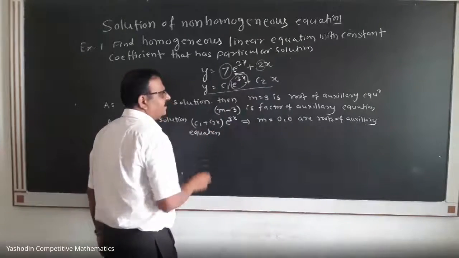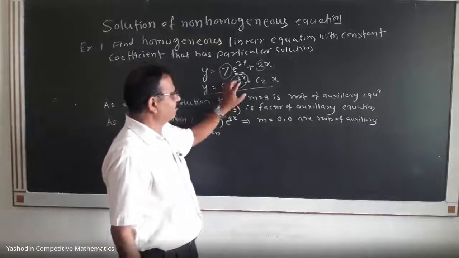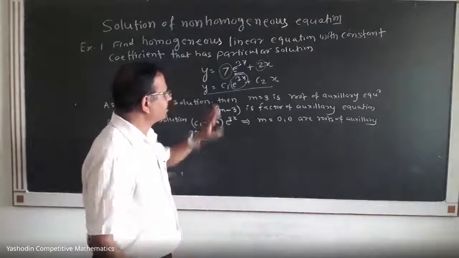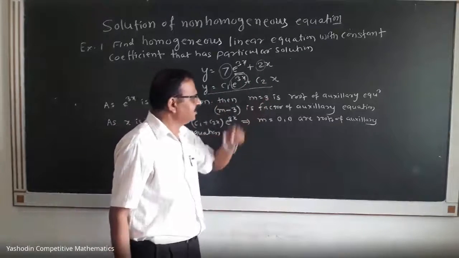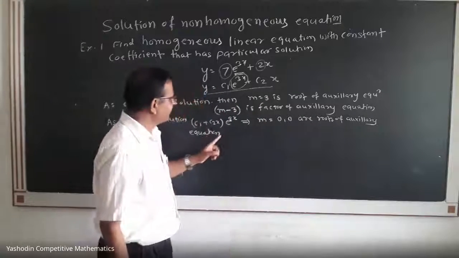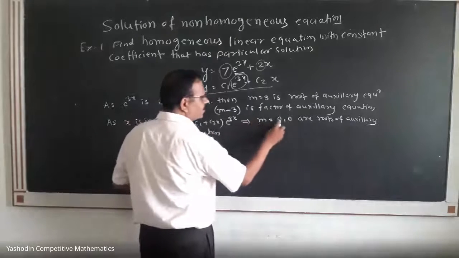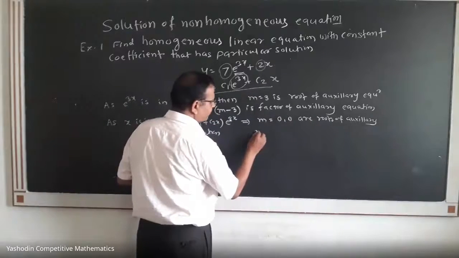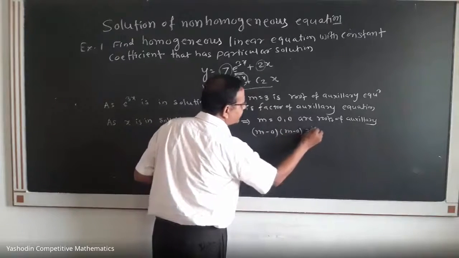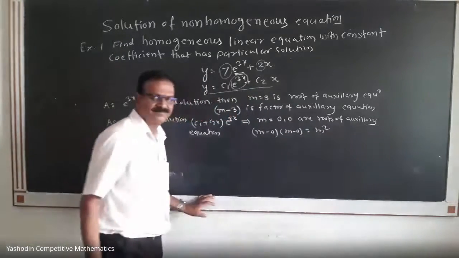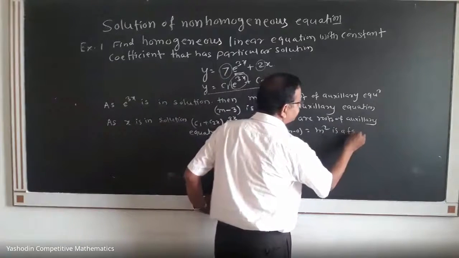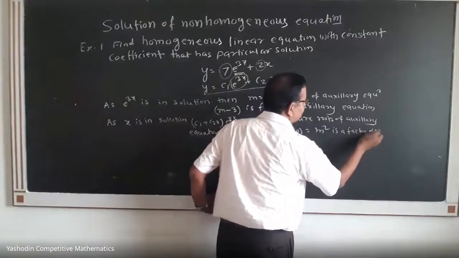Now, both the terms in the solution are covered, and from the first term we got m equal to 3 as a root, and therefore m minus 3 is a factor. From the second term we got m equal to 0, 0 as roots, therefore m minus 0 and m minus 0, that is nothing but m square, is a factor of the auxiliary equation.